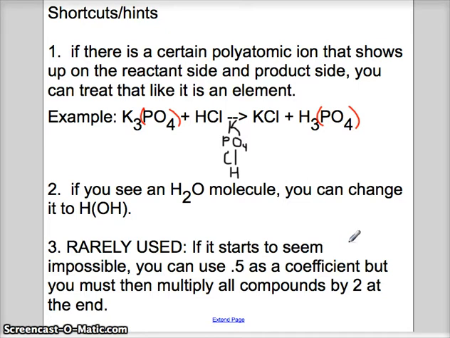If it starts to seem that it's impossible, like you can't get the number, and you think that if you made something like half of something, you can do that, but you can never have half an atom or half a molecule. So what you would have to do is, if you made one molecule a 0.5 or 2.5 or anything with a 0.5, at the end you have to multiply everything by 2. I really don't expect us to have to use this.